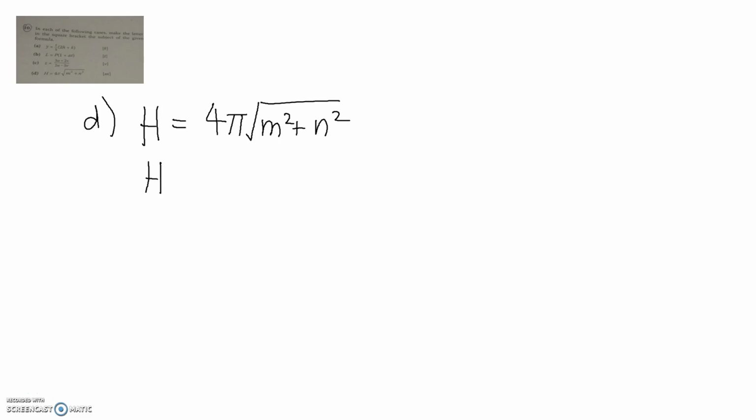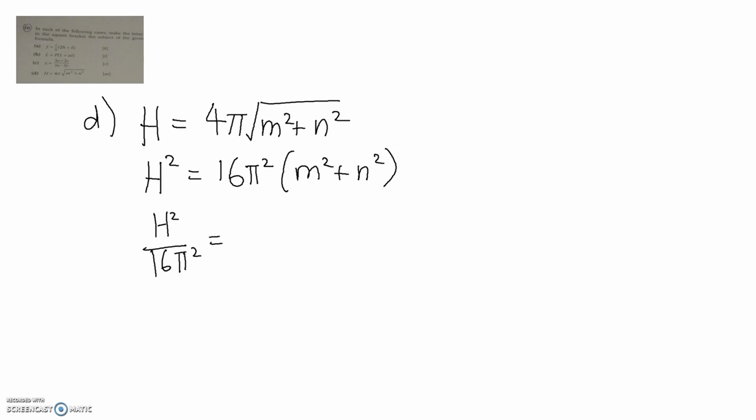So if you square both sides of the equation, you have h square. And then when you square 4 pi, you have 16 pi square. And when you square this square rooted value here, you will get m squared plus n squared. So since we want to make m the subject of the equation, we can divide throughout by 16 pi square. So we have h square over 16 pi square equals to m squared plus n squared.